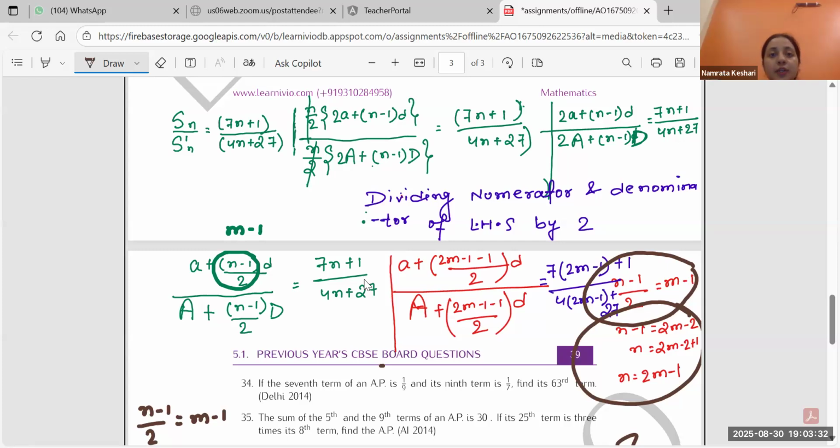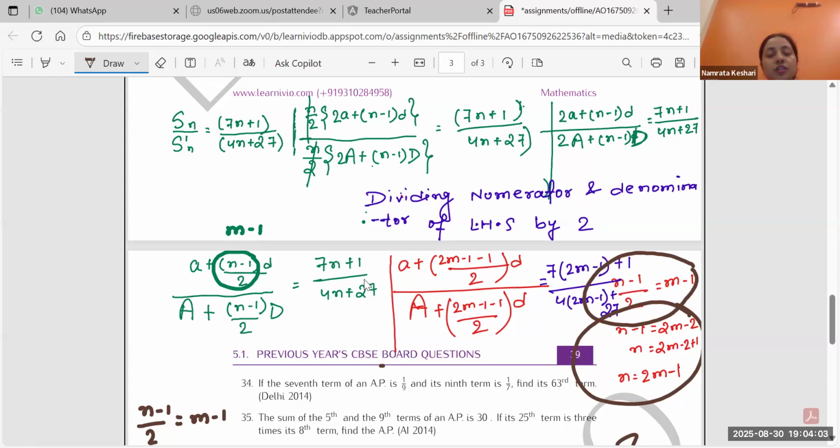Already n by 2 is cancelling out each other, so we are not facing any difficulty over here. Just the fact that why are we substituting n as 2m minus 1? If you think about it with a proper number, you will understand that this will not only help with m, this will also help with the ratio of the seventh term, or the eighth term, or the ninth term, or the 10th term.